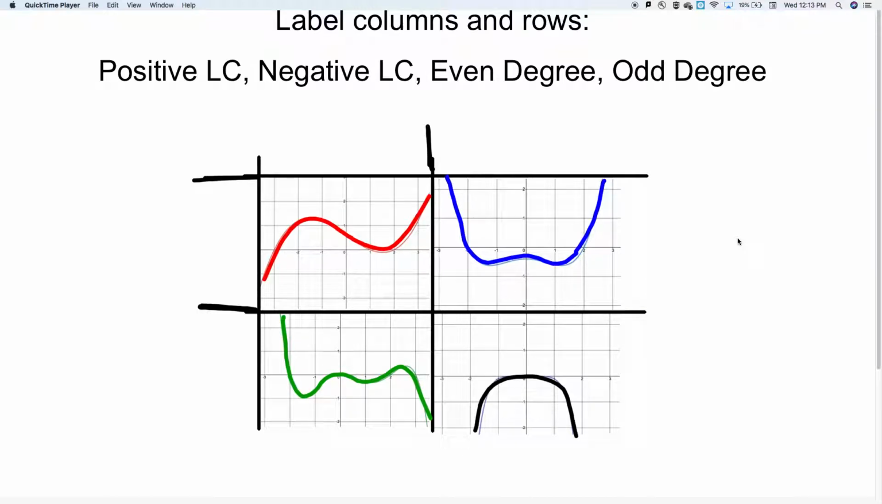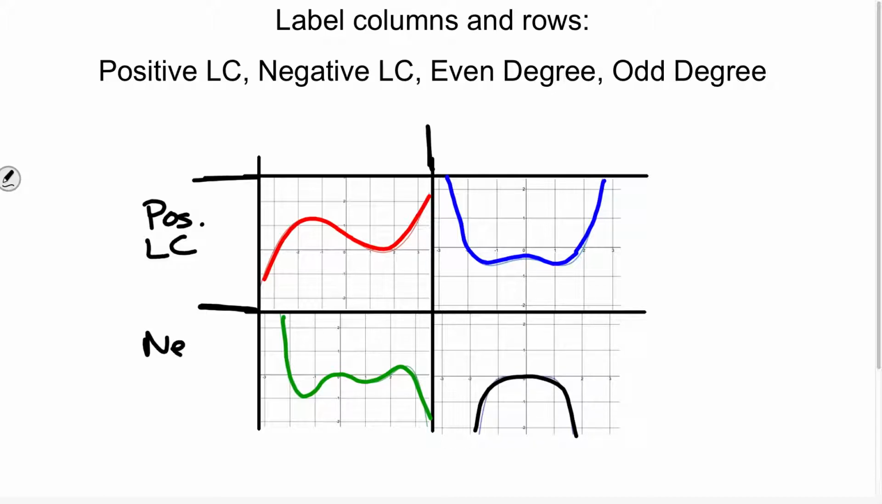Well, remember, the leading coefficient tells you about the right side of the graph. Both of these right sides of the graph are rising. So I would label over here that this one has a positive leading coefficient. And then, of course, if I look down at the next row, these are both polynomials with a negative leading coefficient because the right side is falling.